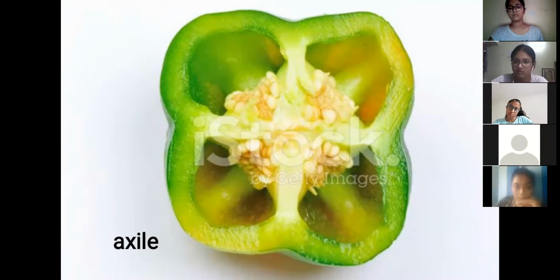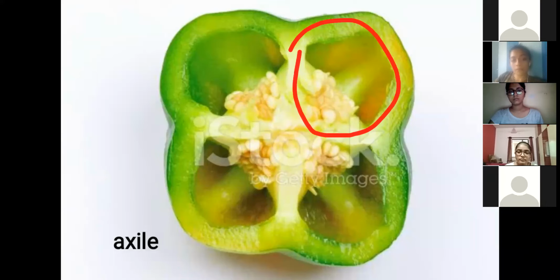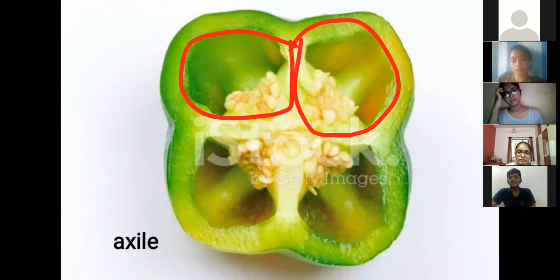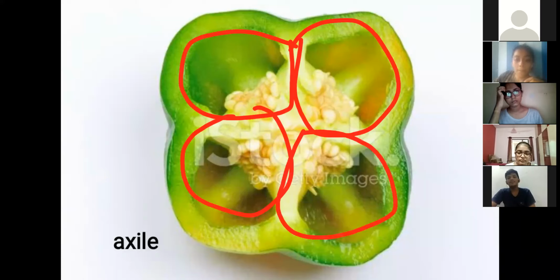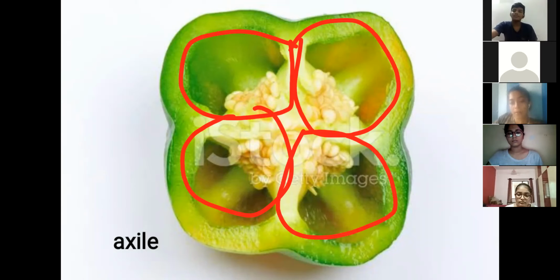Can you make out over here? जो मैं syncarpous के बारे में हम बात कर रहे थे. This is the one, this is the second, this is the third, and this is the fourth. So can you tell me how many carpels are present in this fruit? In this ovary, I can say that.